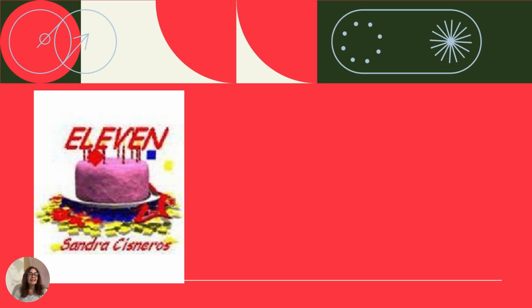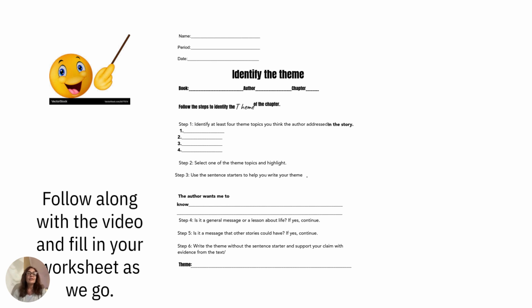Okay, so "Eleven" by Sandra Cisneros is a story that we will select to identify the theme. And it's because we read it yesterday. So hopefully it's still fresh in your mind. We will be using the worksheet Identify the Theme. As of this point, I'm going to ask you to follow along with the video and fill in your worksheet as we go along. If I'm too fast for you, you can always go back and replay. And this worksheet is basically a series of steps that are going to help us identify the theme effectively.